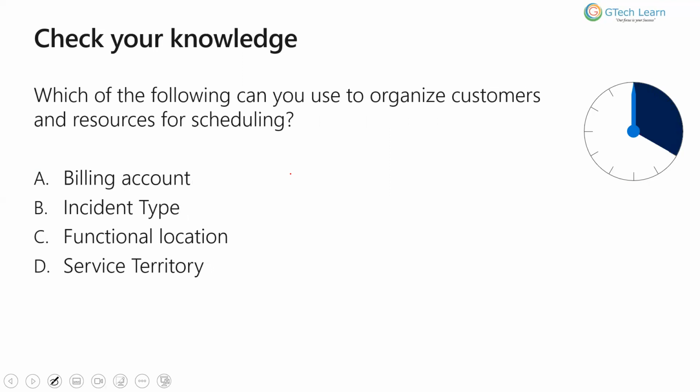Okay, now we are having a next question in line talking about which of the following can you use to organize the customers and resources for scheduling. It's your option A, billing account, option B, incident type, option C, functional location, or option D, service territory. Let me start the timer here and let's get your answers on the chat.